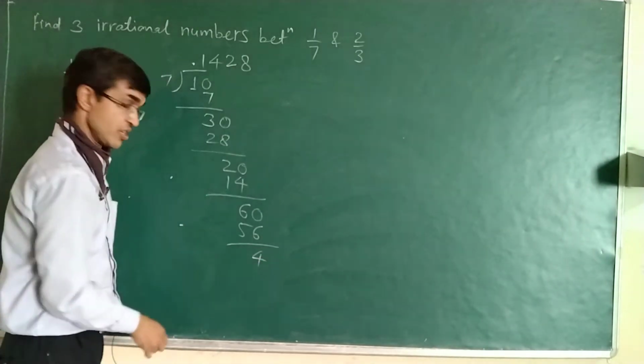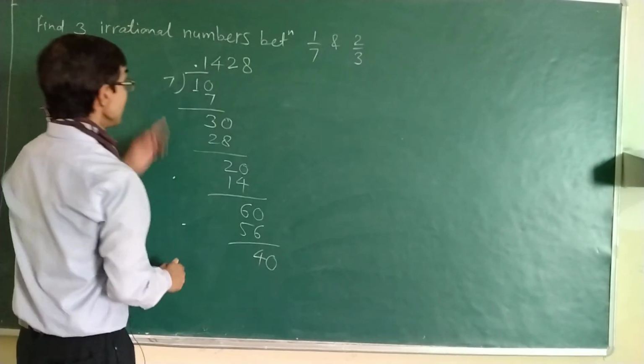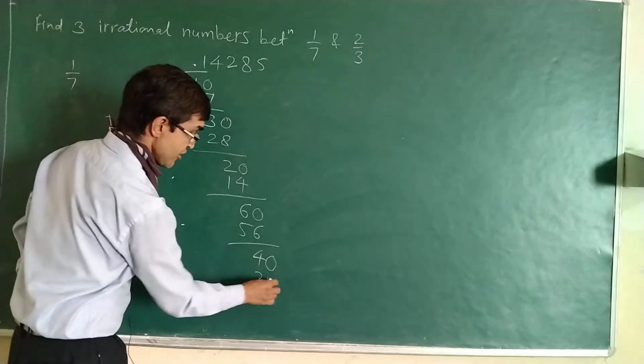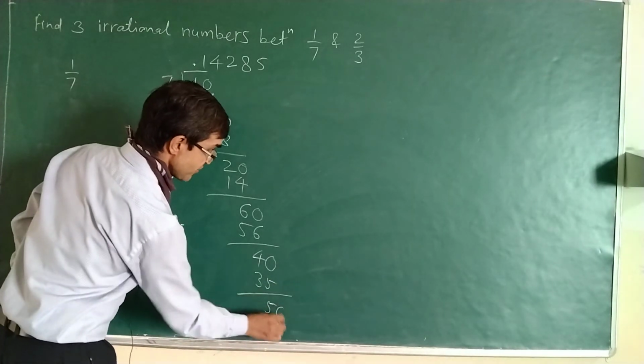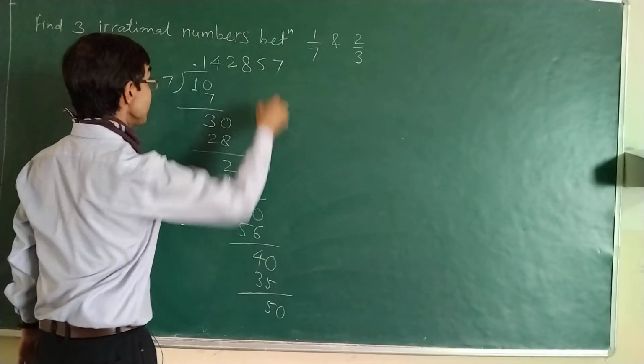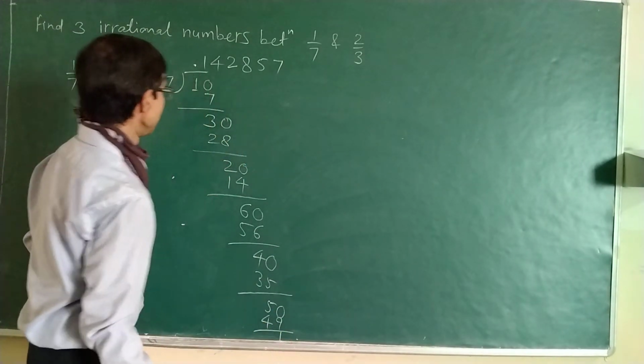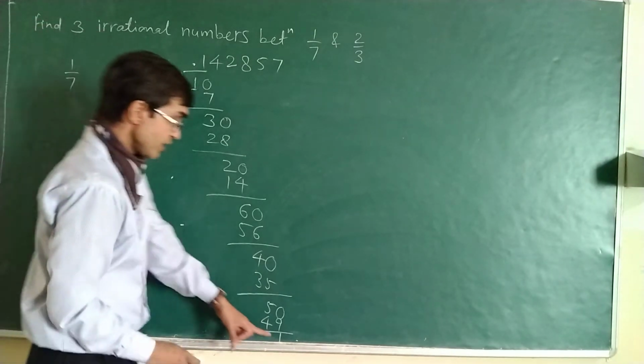Remainder is 4. It is 40. Now 7 5s are 35. Remainder is 5 and this becomes 50. Now 7 7s are 49. Remainder is 1. You will check, this is 1.